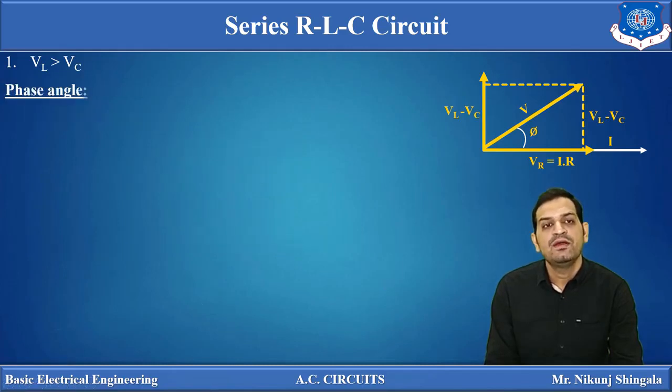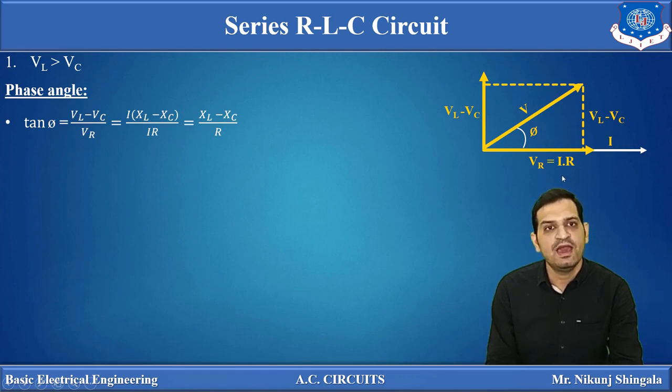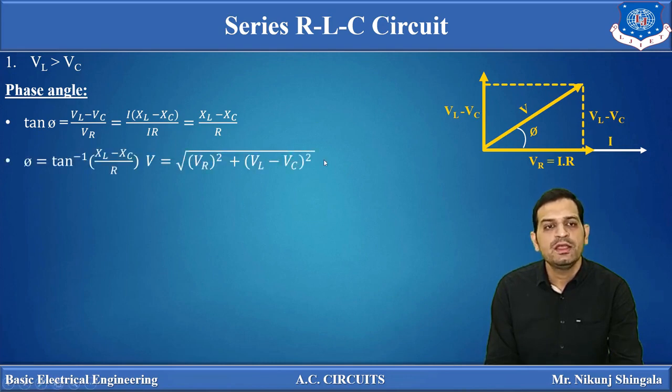Now finding out the phase angle of this circuit. For this particular diagram, we can see tan phi is equal to VL minus VC divided by VR. Now putting the value of VL minus VC, that is I into XL minus XC, and VR is equal to IR, I gets cancelled out from numerator and denominator. So XL minus XC divided by R is tan phi. So we can find out the phase angle from this voltage triangle. So phi is equal to tan inverse of XL minus XC divided by R. And V is equal to square root of VR square plus VL minus VC whole square.